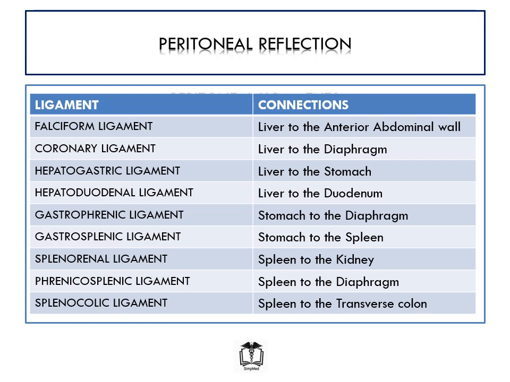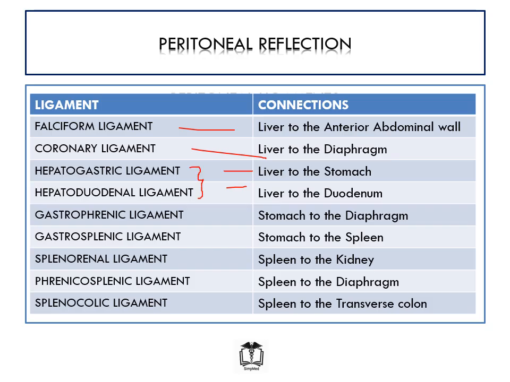For example, the falciform ligament is a ligament that connects the liver to the anterior abdominal wall. The coronary ligament is the ligament connecting the liver to the diaphragm. So the first two ligaments are involved in connecting the organs with the abdominal wall. But the hepatogastric ligament connects the liver to the stomach. The hepatoduodenal ligament connects the liver to the duodenum. The combination of these two gives us the lesser omentum, as we saw in the previous slide.